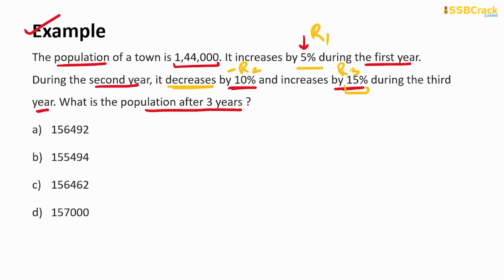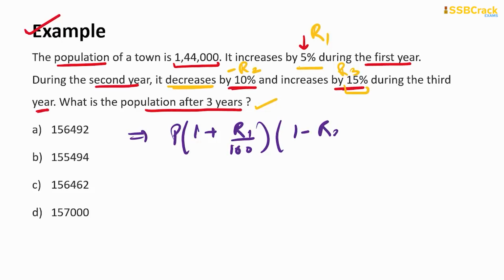Now we have to find the population after 3 years. So we know the formula, and it is given by P into (1 + R1/100) into (1 − R2/100) into (1 + R3/100). Right? So I have taken the negative sign here because we can see that in the second year the population is decreasing. So now we can put all the values here.